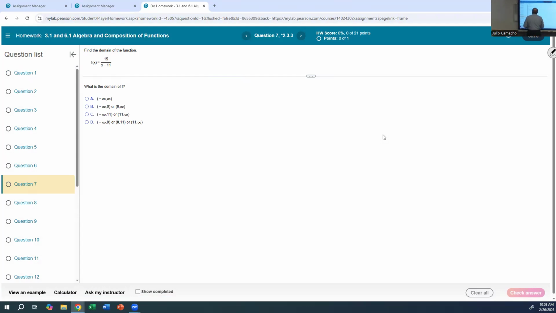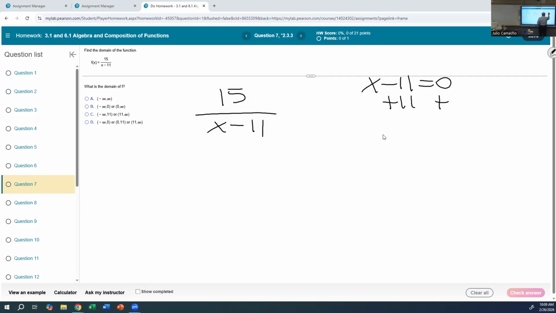And number 7, you have an equation: 15 all over x minus 11. Because we already answered in question number 1 that we cannot put in the domain for this equation a number that will convert the denominator to 0. How do you know what number can convert the denominator to 0? You need to set the denominator equal to 0. Let's do that. x minus 11 equals 0. If you add 11 to both sides, x is equal to 11. So 11 is the number that we need to exclude from the domain, because if you put 11 minus 11 it will be a 0, and we made the whole thing undefined.